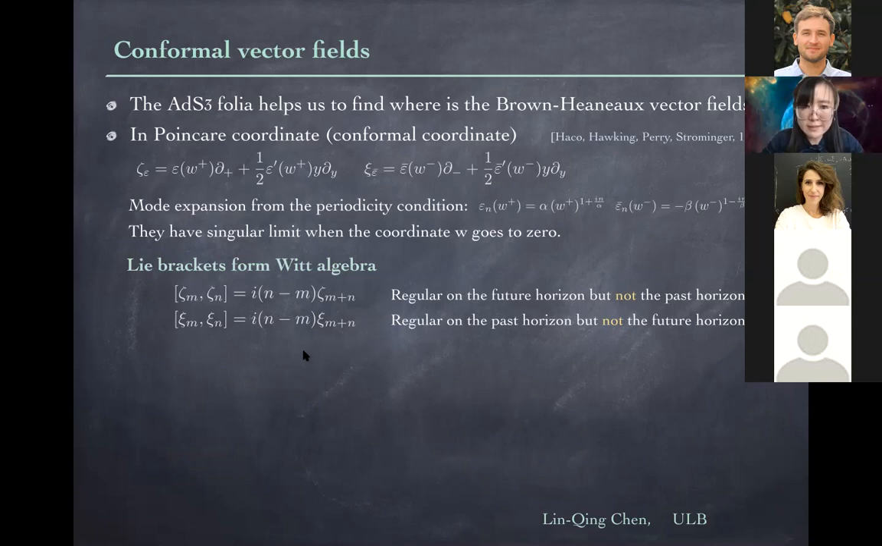So I want to emphasize that they have a singular limit when the coordinates W plus W minus go to 0. More precisely, one copy of the algebra is regular on the future horizon, but not on the past horizon. The other copy is regular on the past horizon, but it has a singular limit when you approach the future horizon from the past horizon.